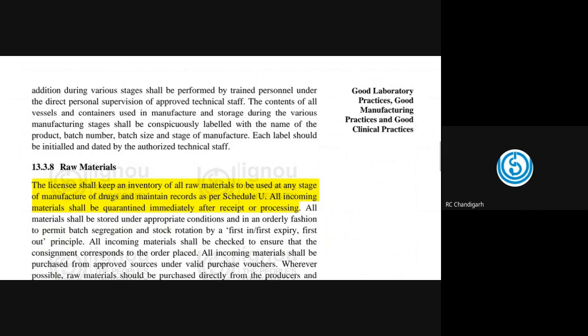So first in, first expiry, first out principle. Whichever drug is being made first should be first out, or whichever drug is having the first expiry should be first out for delivery to the patients.